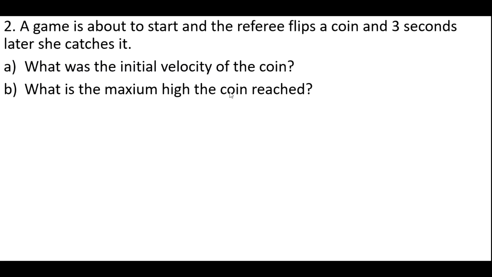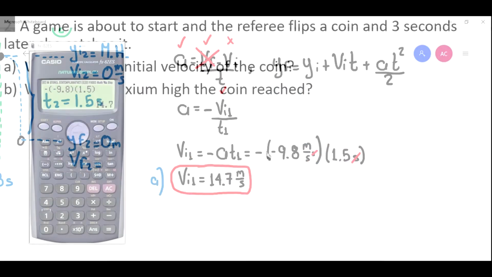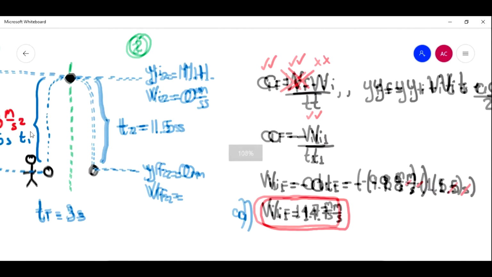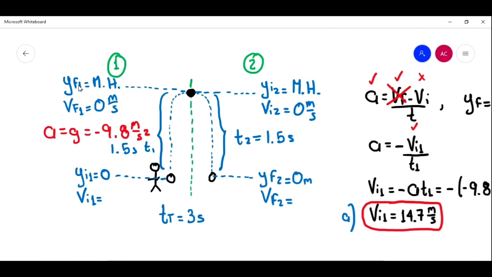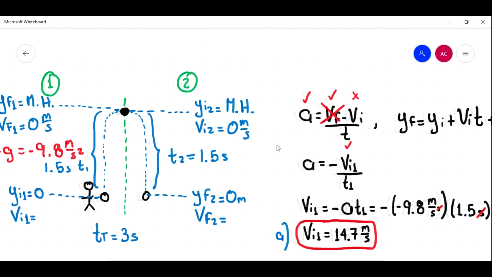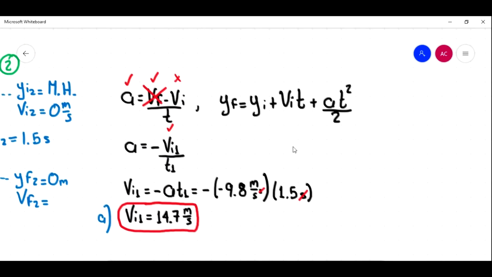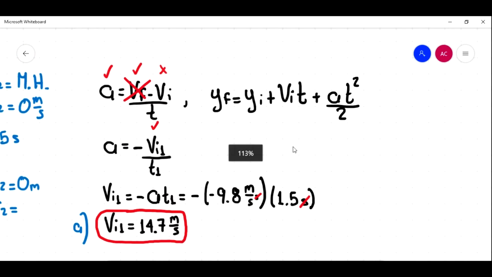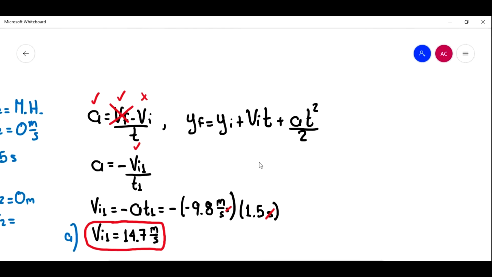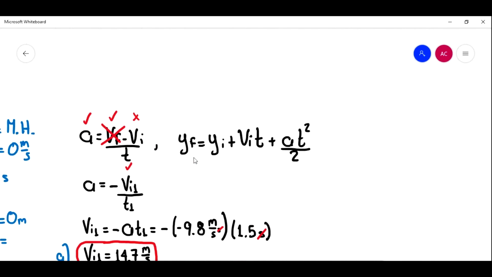Now, what is the maximum height the coin reaches? So I need to find the final position of segment 1 or the initial position of segment 2. Now I want to choose segment 2 because I don't want segment 2 to feel excluded, so I'm going to use it. So in segment number 2, the final position is 0. Okay, so I got this one.